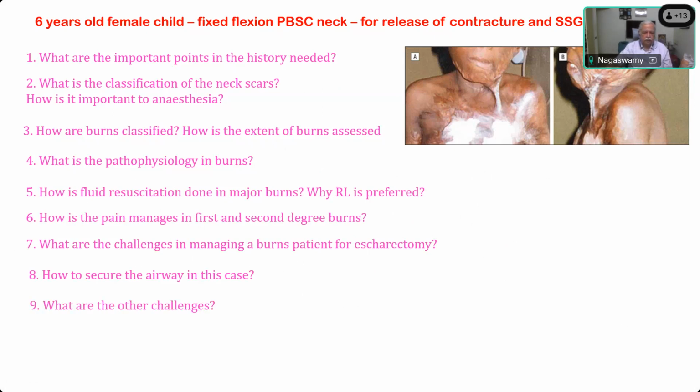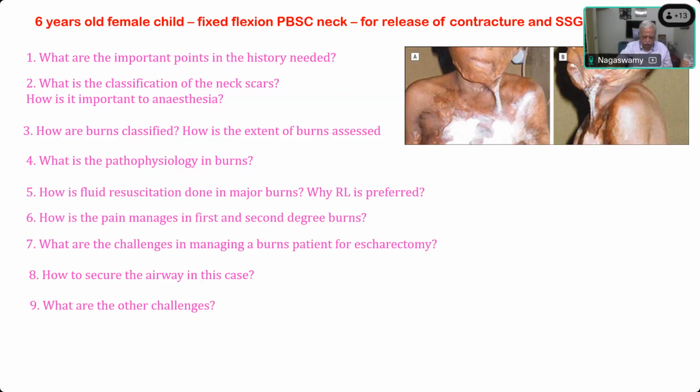What are the other challenges? Apart from airway, what are the other challenges? Difficult IV line, sir. Monitors and venous access may be, especially if upper limb or both lower limbs are all burned. IV access may be quite challenging. The patient will be malnourished. Monitoring will be challenging. Positioning will be challenging.